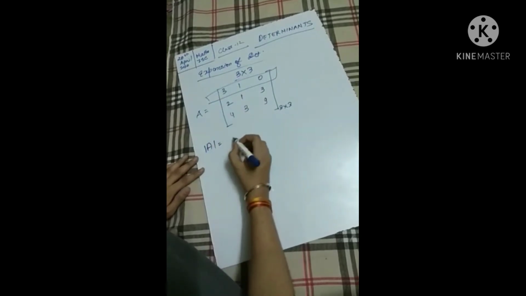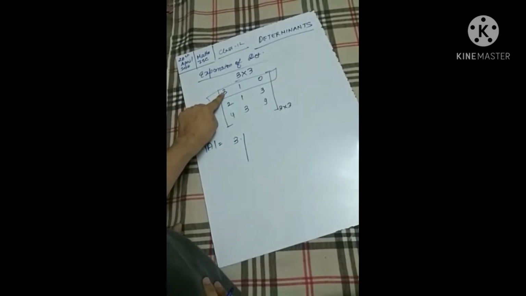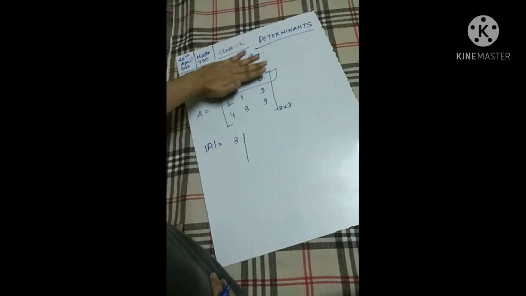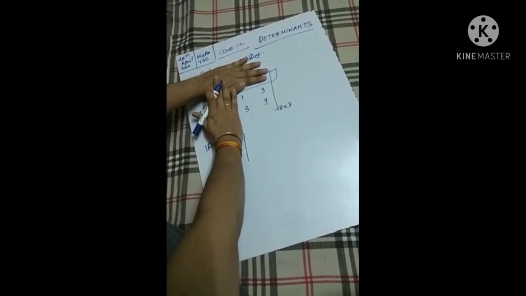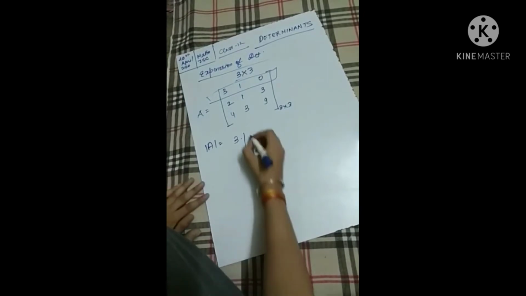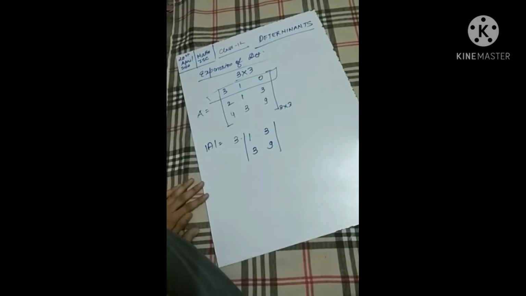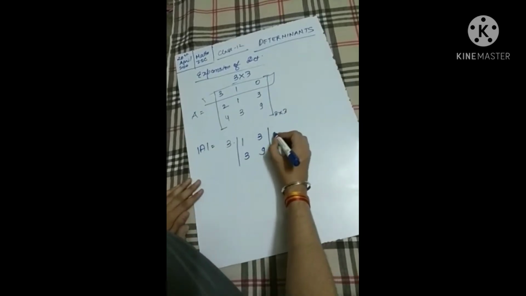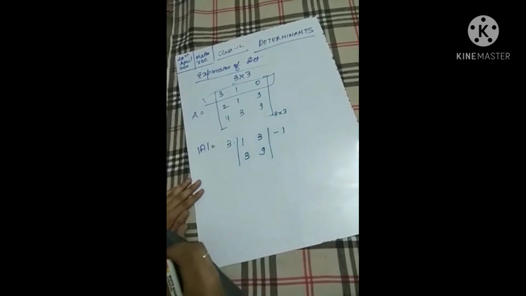Now this 3, we are writing here 3 determinant. If you are taking this 3, that means you have to skip this full row and this full column. You are left with 1 3 3 9. So 1 3 3 9. Then you have to use minus sign, and then the next comes 1, so 1.